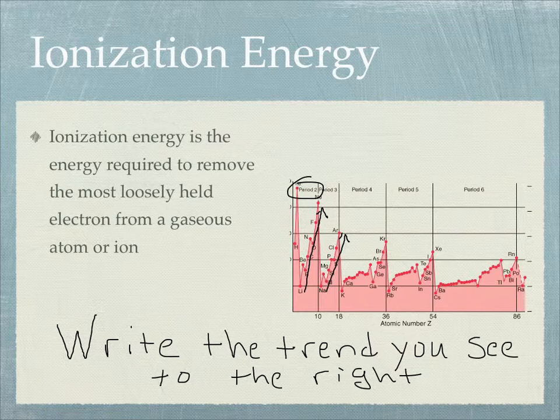And then while you're doing that, or when you come back here, we're going to talk about ionization energy, which is the energy required to remove the most loosely held electron. So we're talking about taking an electron away from an atom. That's what we're talking about when we're talking about ionization energy. How much energy does it take to steal an electron?